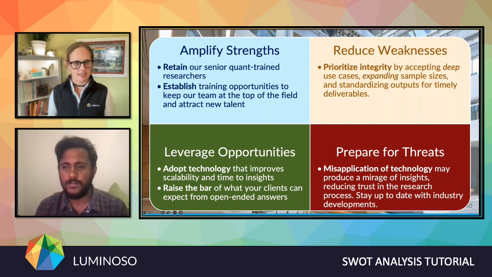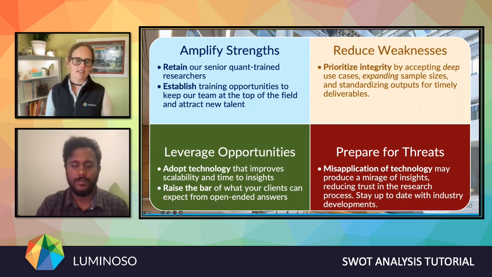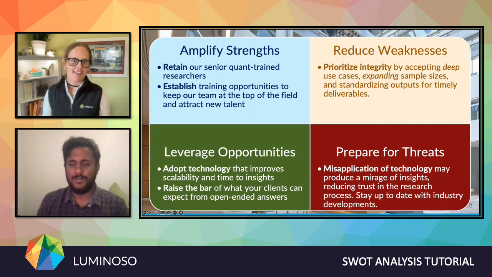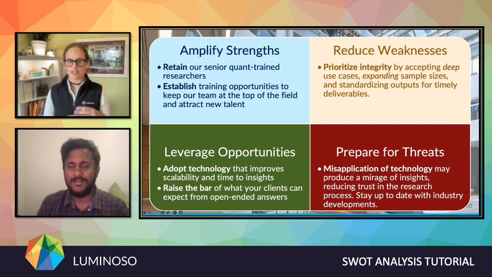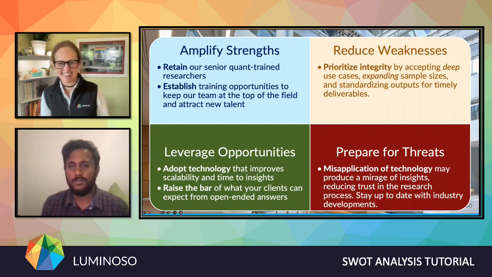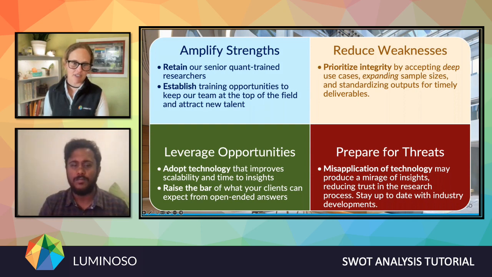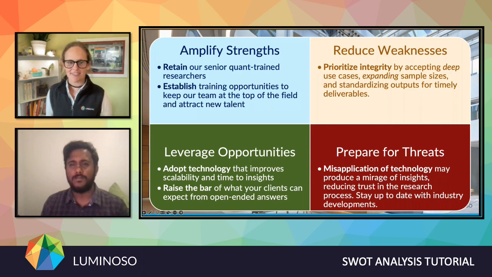Prioritize integrity to offset the weaknesses, right? Accept the deep use cases, expand the sample sizes, ask everybody, value everyone equally, dig into it, and standardize outputs. If we know what we're asking and it's scalable, if people are asked, tell me your experience and here's the scored question, we have the sample SWOT analysis. You can turn that around. It's very simple. And then leverage opportunities, adopt technology, raise the bar for what you and your clients can expect from your open-ended answers, and dig deep. Not everyone's doing it, and it's always good if you can, right?